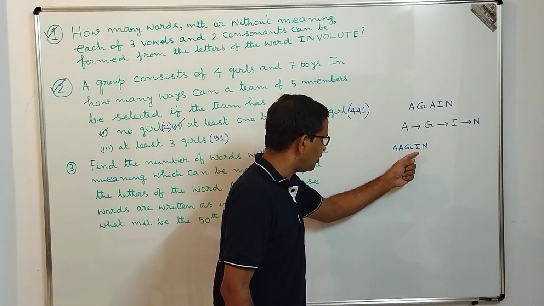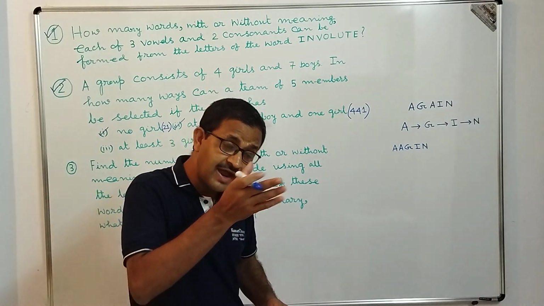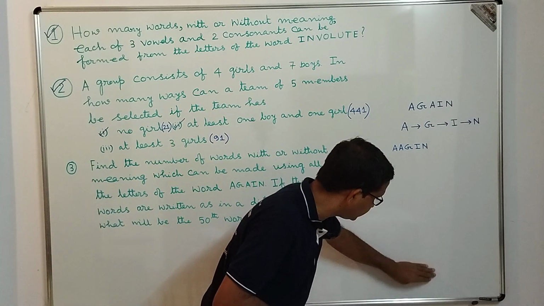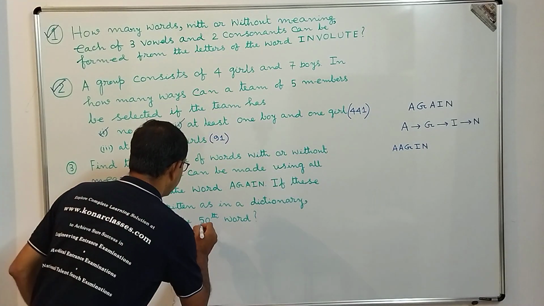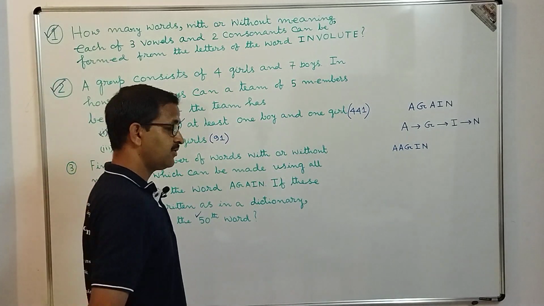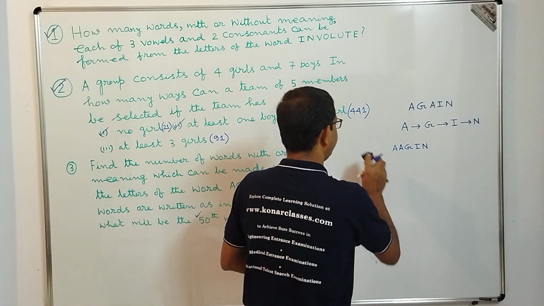And then I will come and G will go. In this way it will go. So in that way we can list down all the 60 words, and from those 60 words the question is: which one is the 50th word? Okay, how to proceed? Very interesting. Concentrate and you will get it very well.